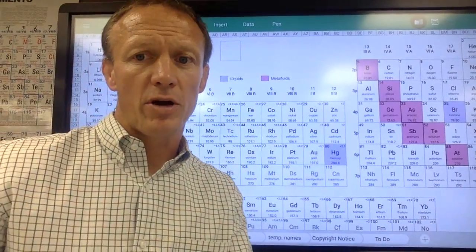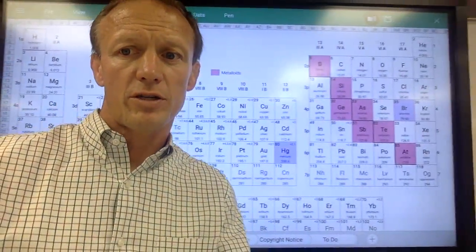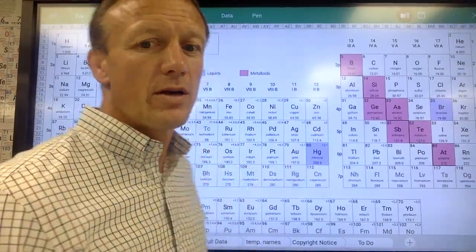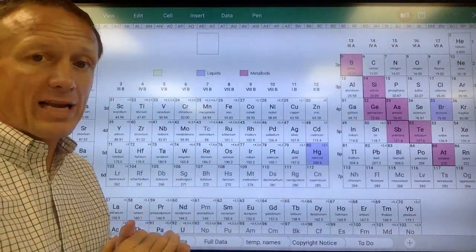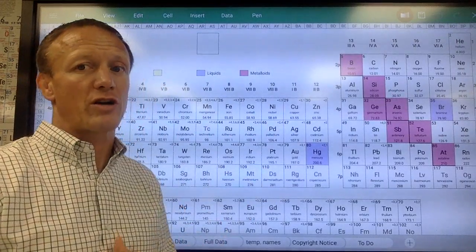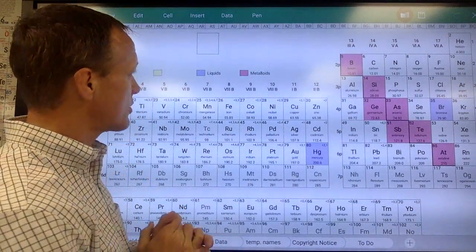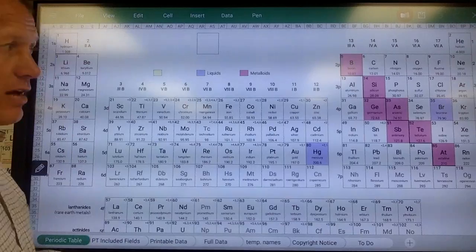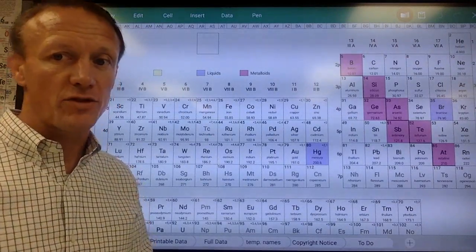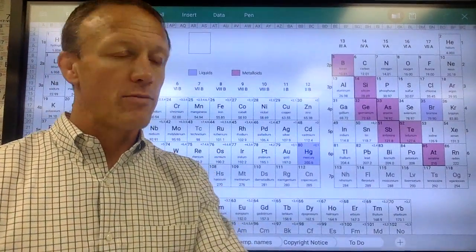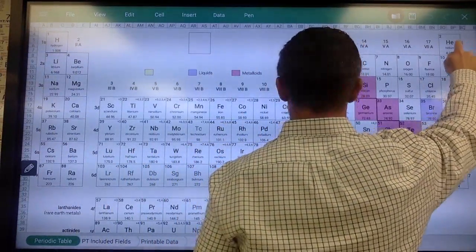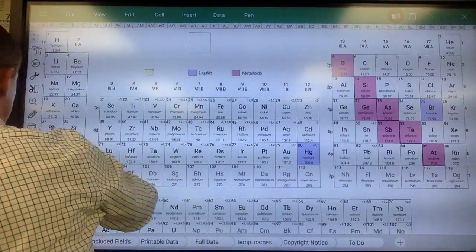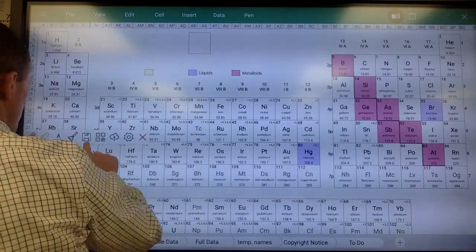Here's a periodic table. Not sure how easy that is to see. So remember, the periodic table is organized according to the electron cloud. The energy levels, 1 through 7, are represented by the numbers down the side. So hydrogen and helium are in the first row. They have 1 energy level of electrons.